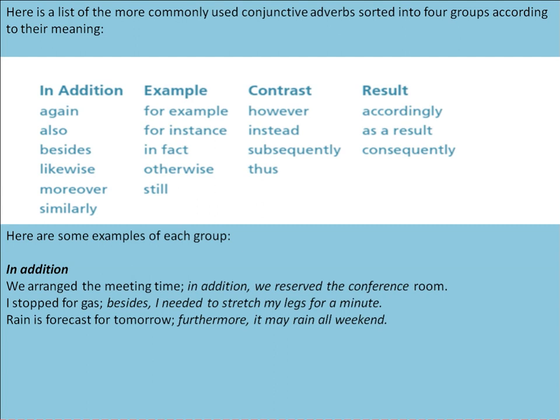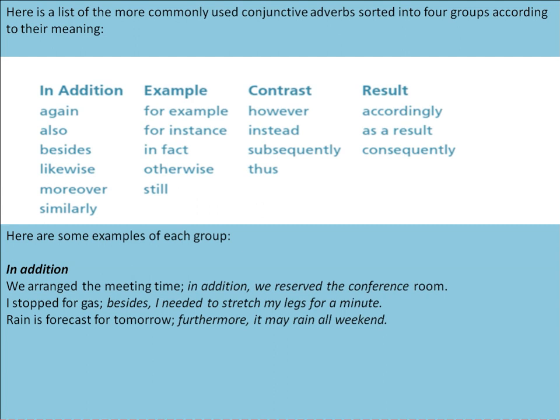Rearrange the meeting time; in addition, we reserved the conference room. That means you wanted to present a connection to the second sentence. I stopped for gas; besides, I needed to stretch my legs for a minute. It's not only the reason why I wanted to get my tank filled with gas, but I wanted to stretch my legs for a minute. So what addition are you making here? You wanted to do one more thing for the reason you stopped for gas.